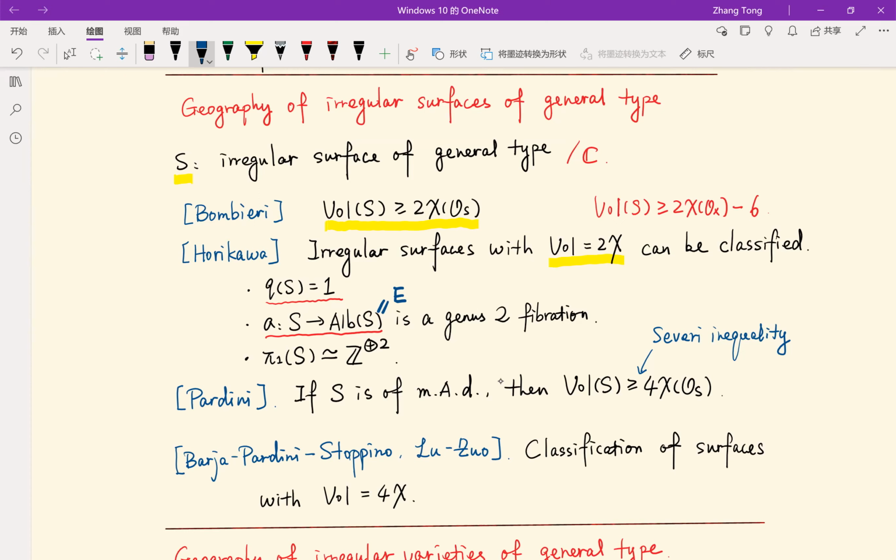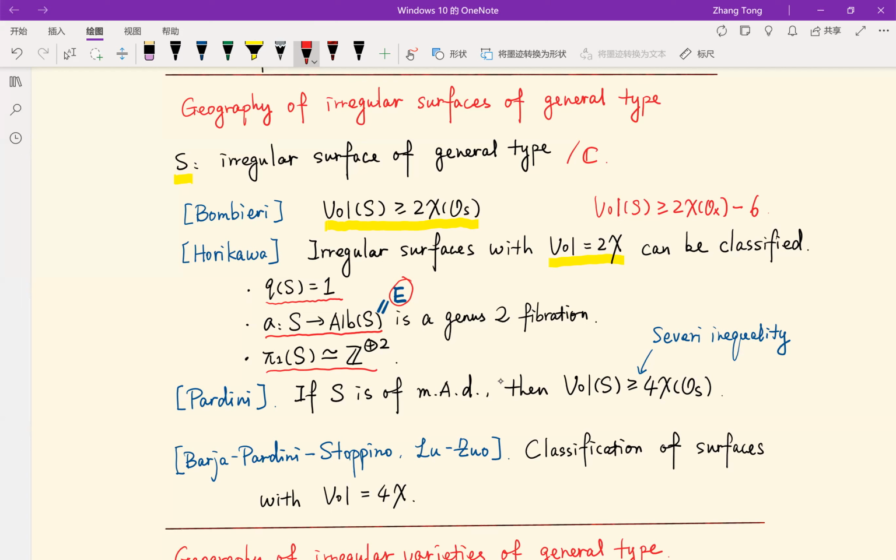And the third one I want to mention is that he also computed the topological fundamental group of S. And he proved that this topological fundamental group is isomorphic to Z plus Z. So this is the same as the fundamental group of this genus 1 curve. And this is also very interesting. So he gave some structural theorem and also some topological description.